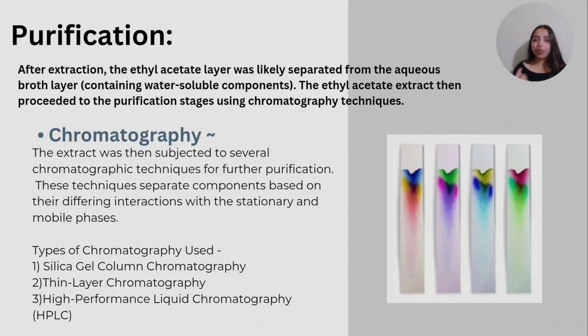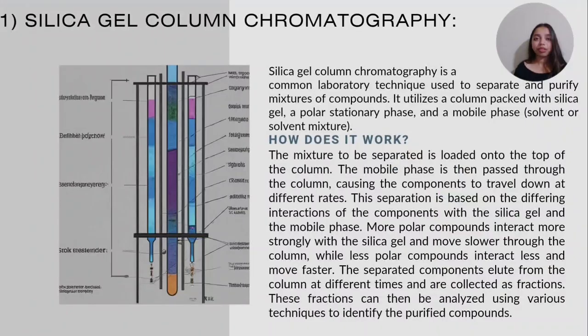Purification. After extraction, the ethyl acetate layer was likely separated from the aqueous broth layer. Then the further purification stages were done using chromatography techniques. There were three types of chromatography techniques used, starting from silica gel column chromatography, then thin layer chromatography, and the third one being high performance liquid chromatography.